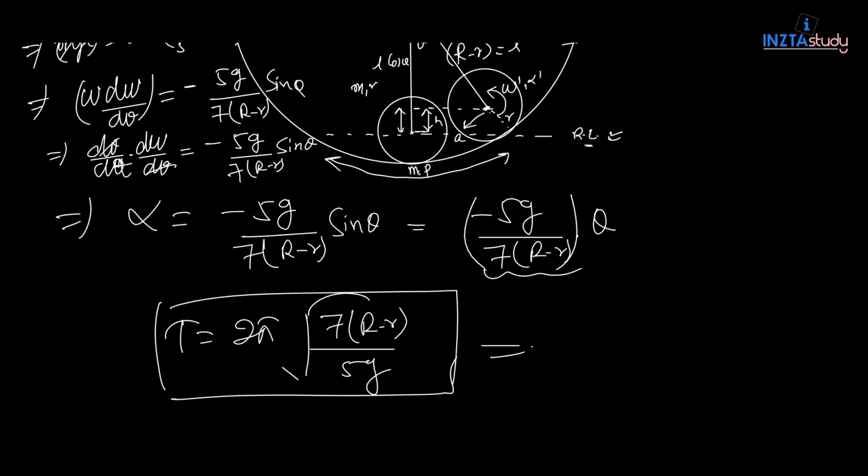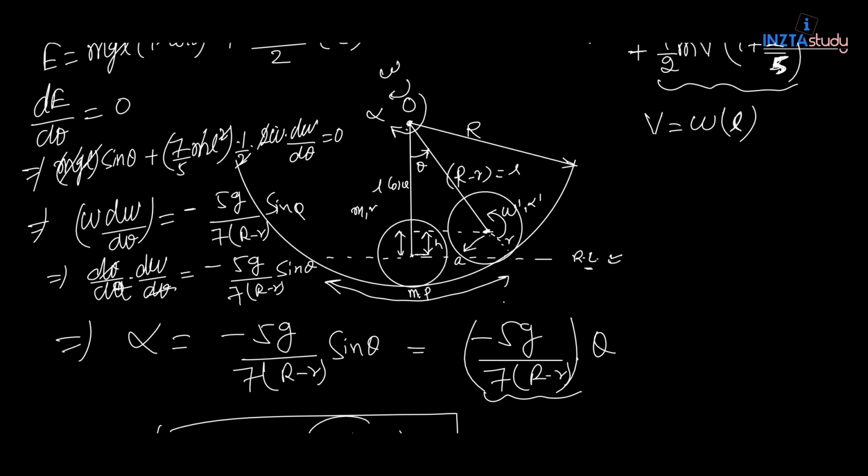So what is the concept here? We know that the energy for an SHM is constant. So I have written the energy at any point, differentiated that energy and set it to 0. Then I have got a relationship between alpha and theta. From here I have got the angular acceleration, and I have got the time period or omega.